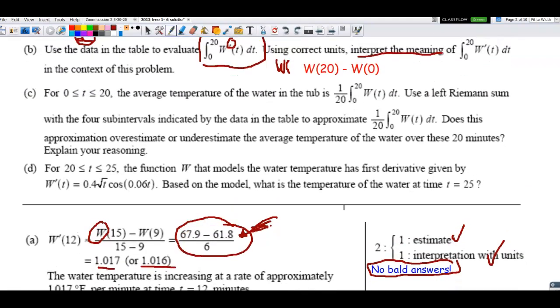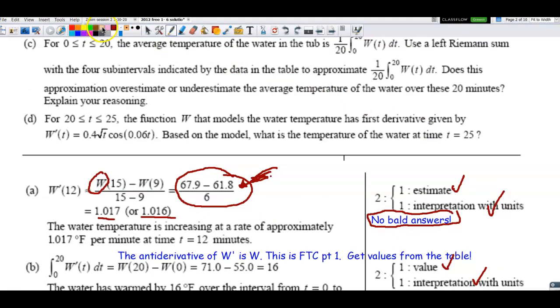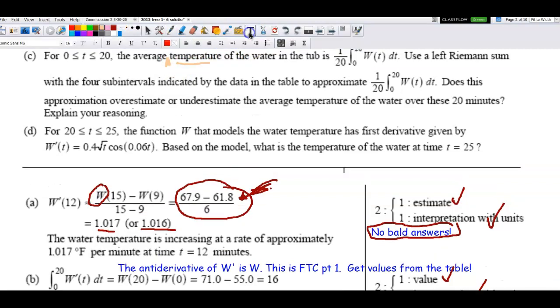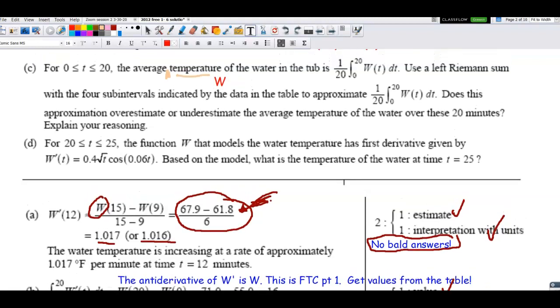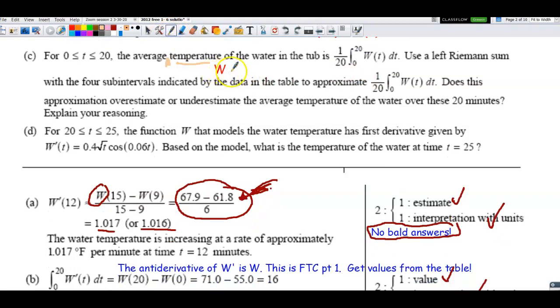All right, letter C. In letter C, we are finding the average temperature. Again, in my class, ladies and gentlemen, we know to insert the words average value of the temperature of water. So we want the average value of temperature, and remember that temperature is W. We want the average value of W, not W prime. Words are so very important. So they're telling us that the average value is this integral, and you can see that they agree with me, hopefully so, since I want to be correct, that we are finding the average value of the temperature.